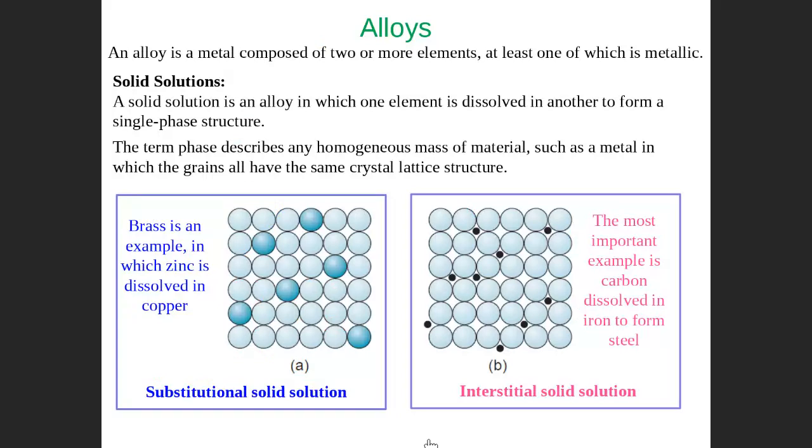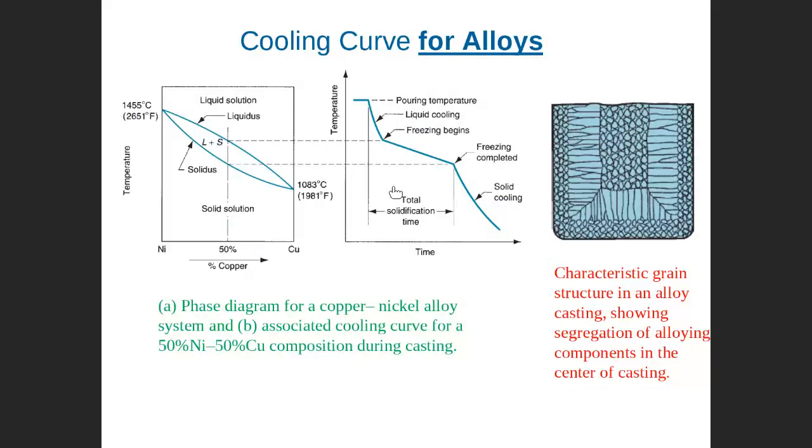Next is the alloy. Alloy means more than one material, so maybe two different materials. When you come to two different materials, the solidification pattern is a bit different. For example, copper and nickel. It's not one pure material now, but two materials. Here you can see the solidification happens over a range of temperature, not at a constant temperature.